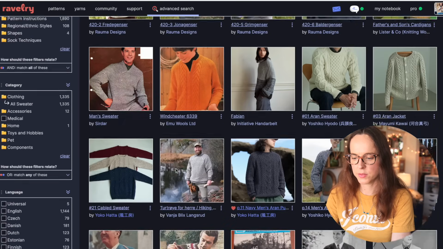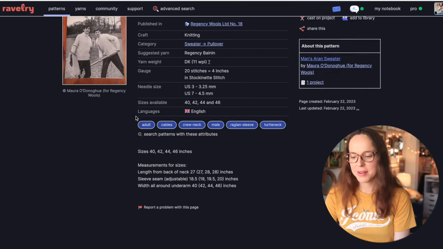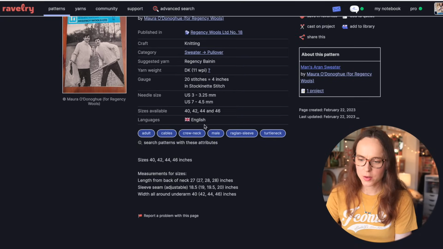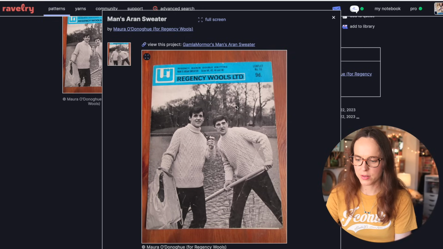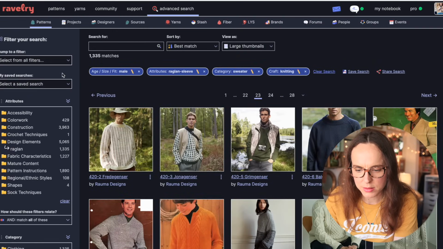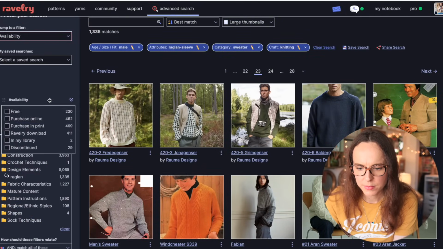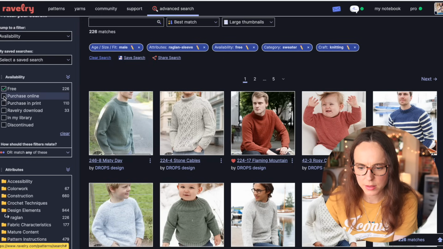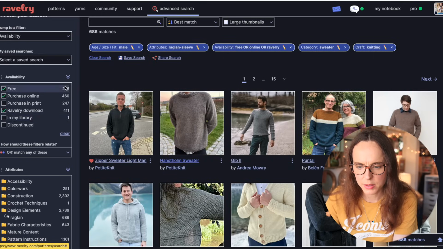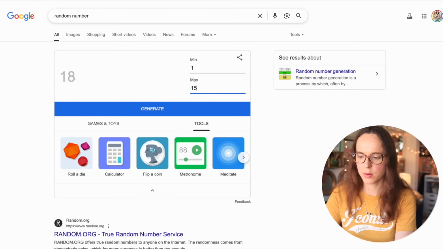Men's Aran sweater, vintage pattern here. This is not available readily. We can go ahead and take a quick look at the picture. These guys are having fun, but I'm going to go back because it's not available. And maybe I should narrow that down. If I go up here to availability, I want to make sure that it's either there, here, here. Okay, there we go. Better. Now wow, we have 688 matches and 15 pages once I narrowed that down by availability.